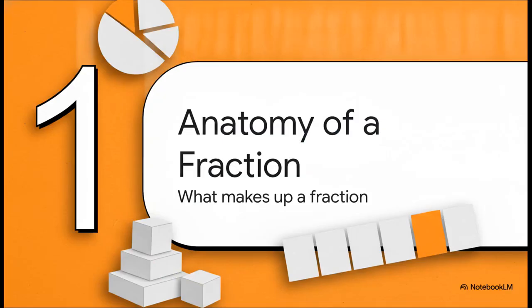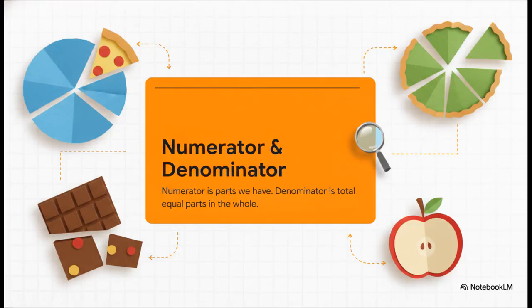All right, let's dive right into Section 1, Anatomy of a Fraction. Basically, what exactly makes up a fraction? At its core, a fraction is really just two numbers separated by a line. And we've got specific names for these numbers. The top number is the numerator. That tells us how many parts we actually have in our hands. The bottom number, well, that's the denominator, and it tells us how many equal parts the whole object is divided into. So just remember, top number is what you have, bottom number is the total parts available.